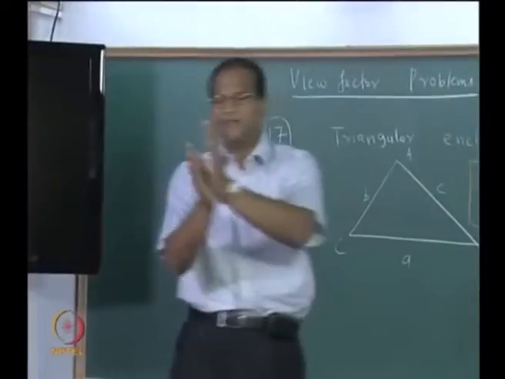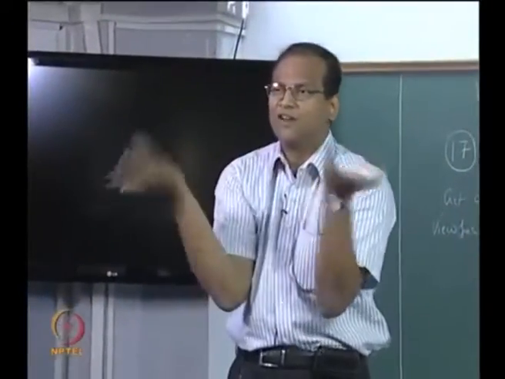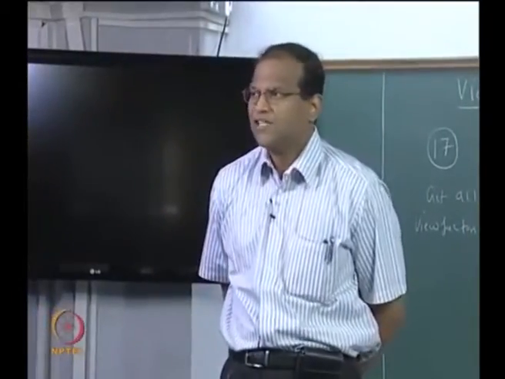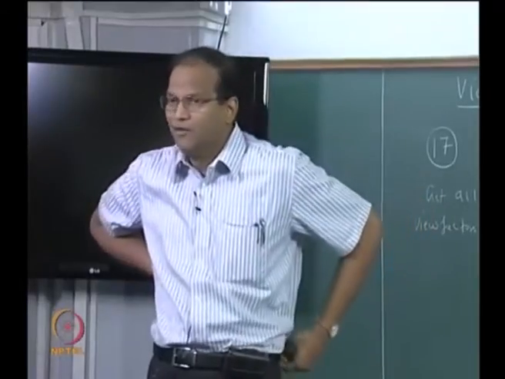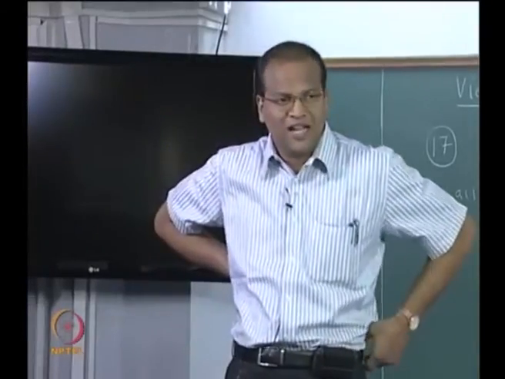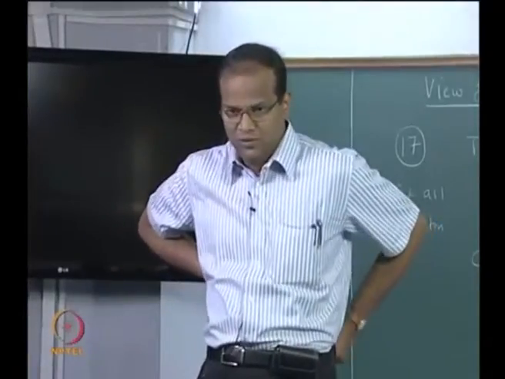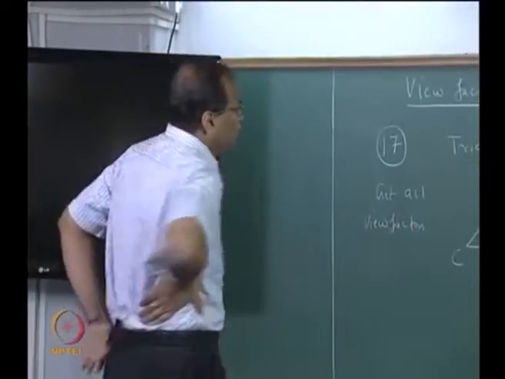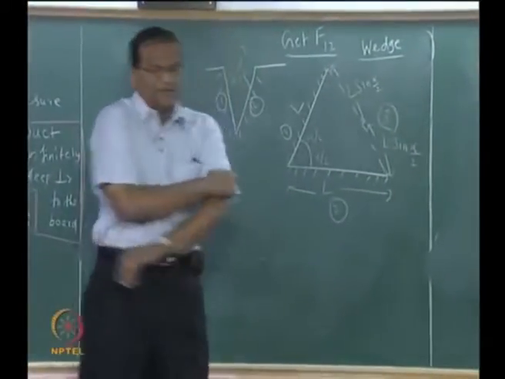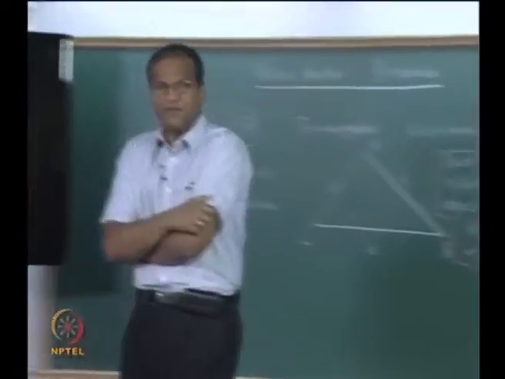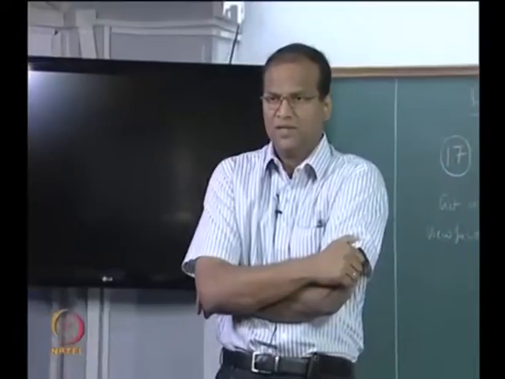Alpha is equal to 180 means the wedge will open like this, and this fellow and this fellow are not seeing each other. So when alpha is equal to 180, there is no interaction between them. Therefore sin alpha by 2 will be sin 90, that will be 1, minus 1, it is 0. So this wedge is an important surface, an important configuration which is useful in radiative heat transfer.